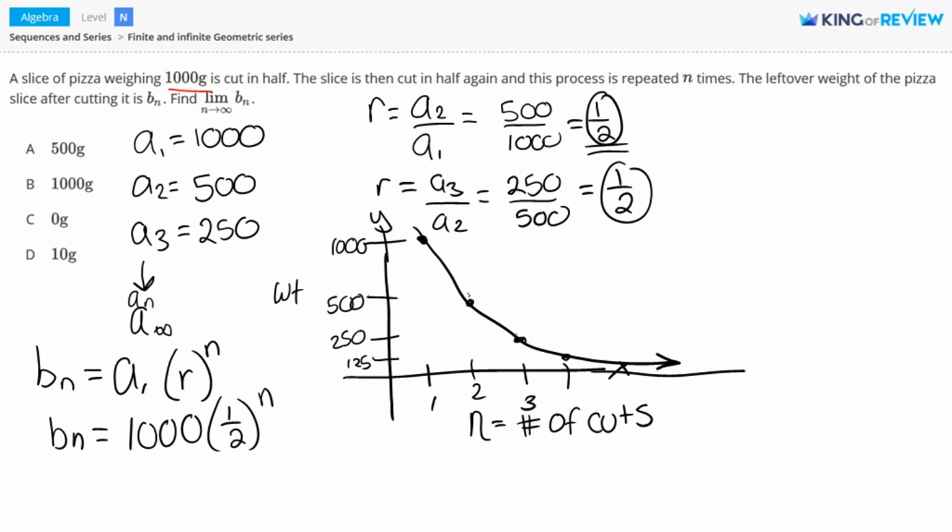What number is it approaching? Well, we can see that it's approaching 0. So as we're cutting this pizza slice in half each time, the weight decreases by 1/2, and we're approaching 0. So eventually we'll get to a weight of 0 grams. So letter C is correct.